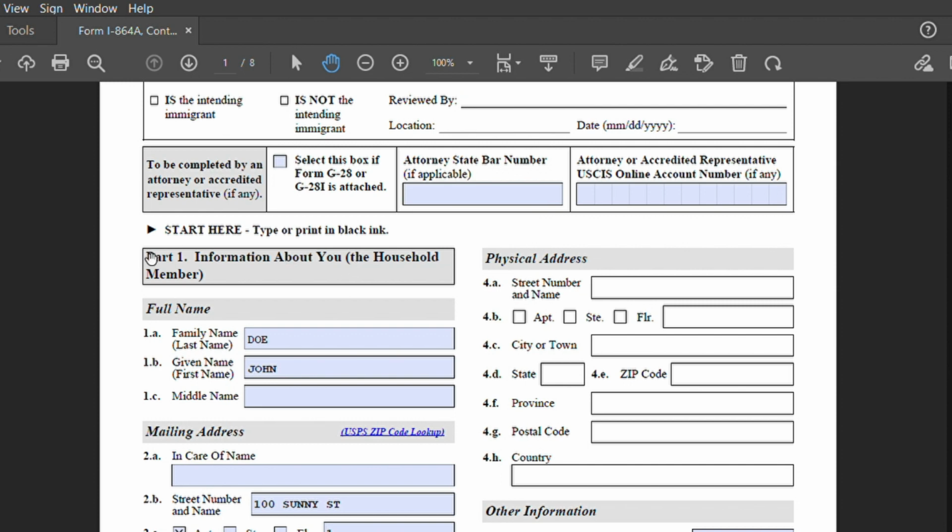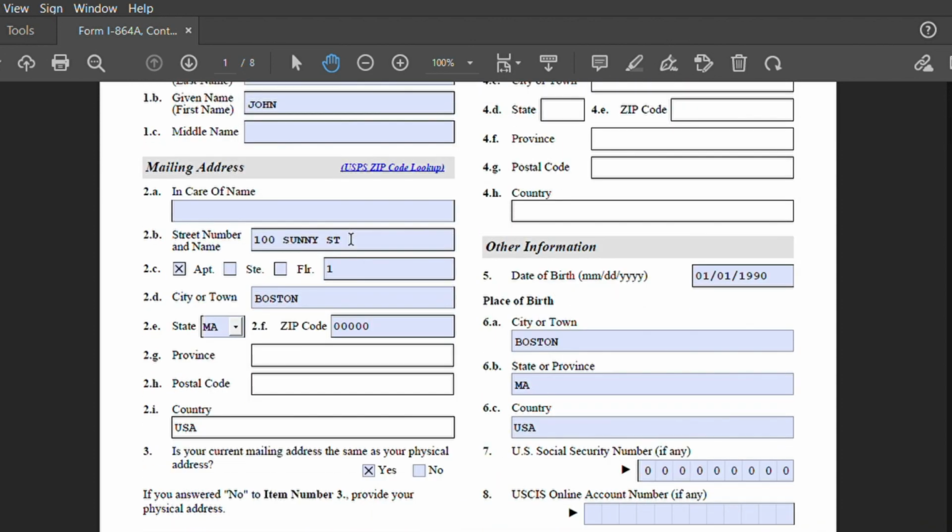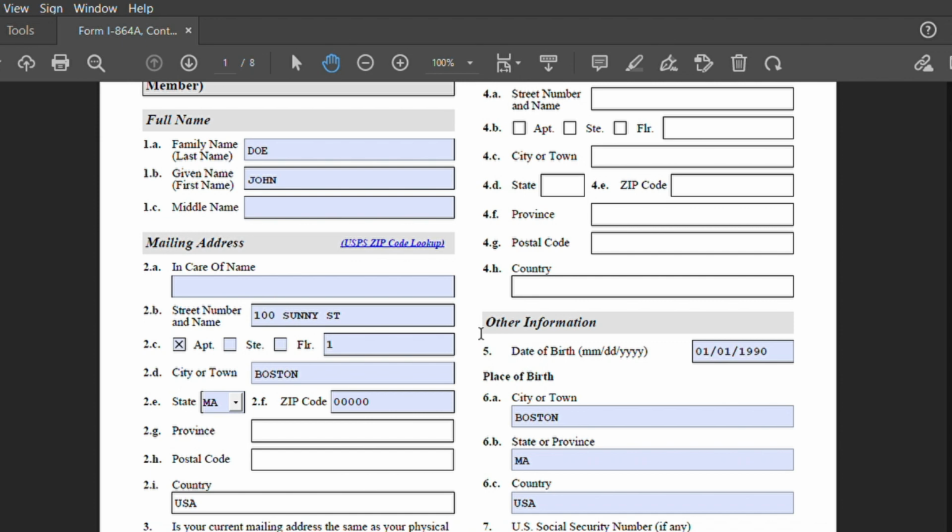So the first part here asks about the household member. So the person who is helping the petitioner by contributing their income. So we're just going to say it's John Doe. And next, provide the mailing address. In most cases, the household members will be residing in the same place as the sponsor.